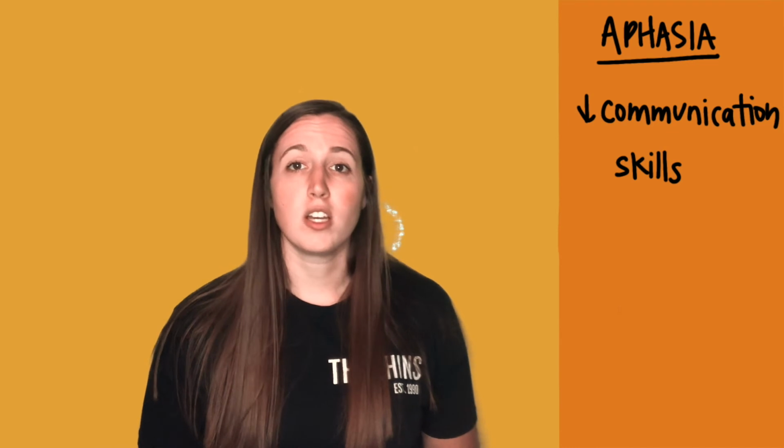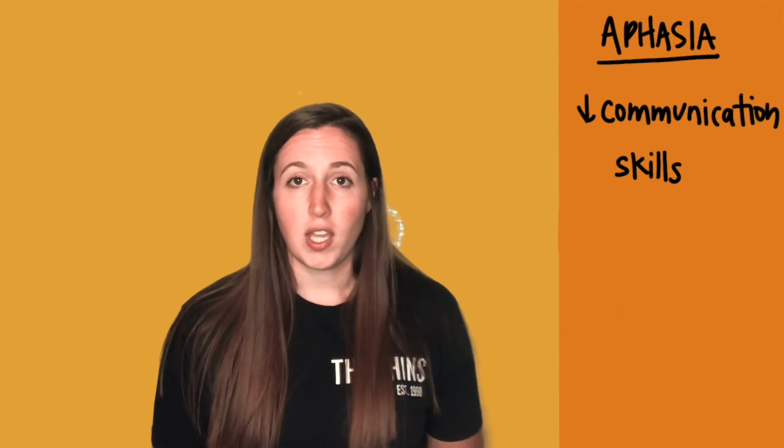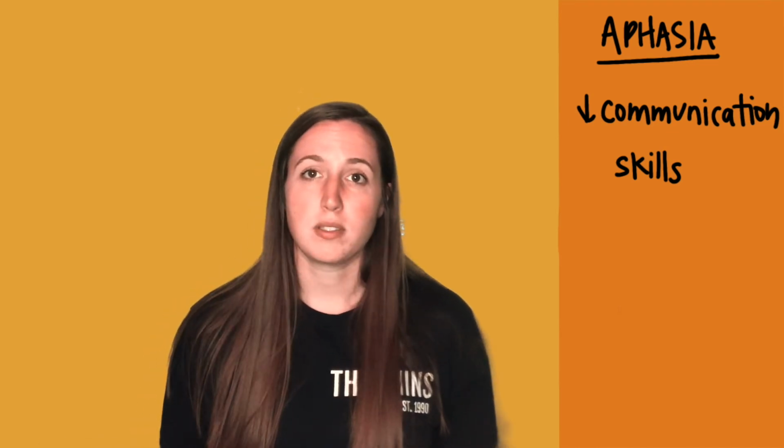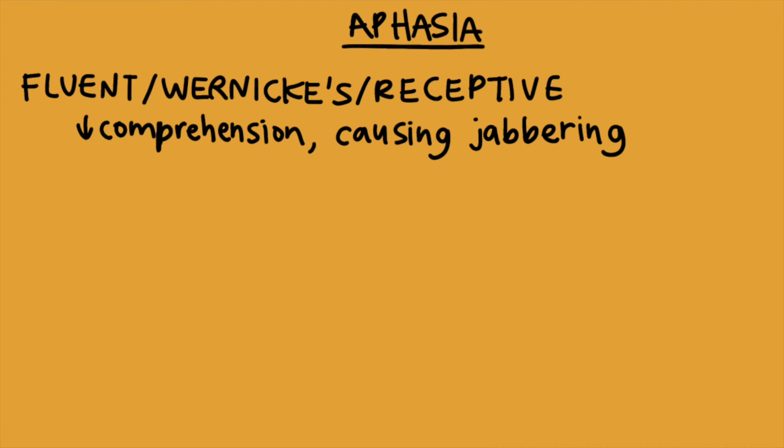Another really common symptom of a stroke is called aphasia, and this is difficulty with communication. And again, there are several types. In fluent aphasia, this is also called Wernicke's or receptive aphasia. Your patient has decreased comprehension, but they're able to speak just fine. But because they're not really able to understand anything, the words come out kind of disjointed and they don't really make sense, and your patient ends up kind of babbling.